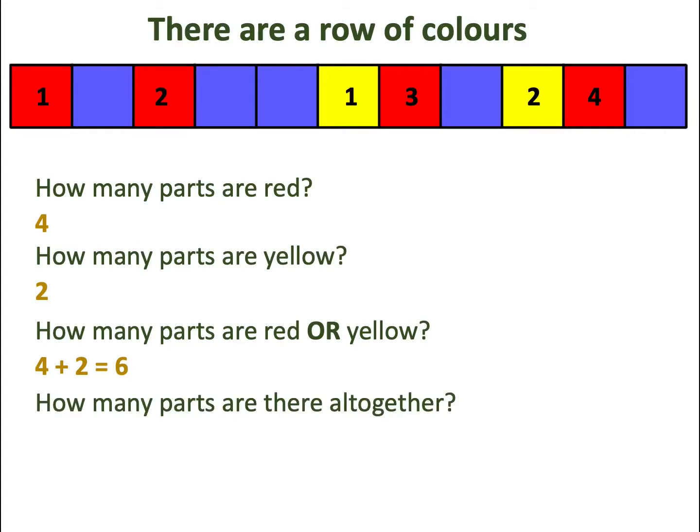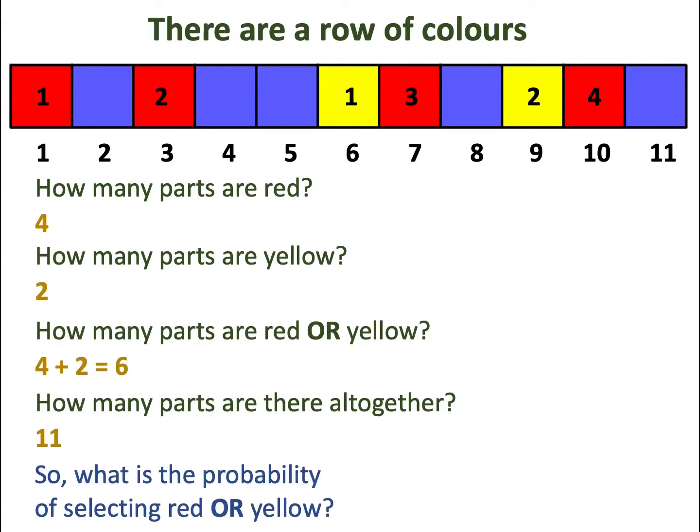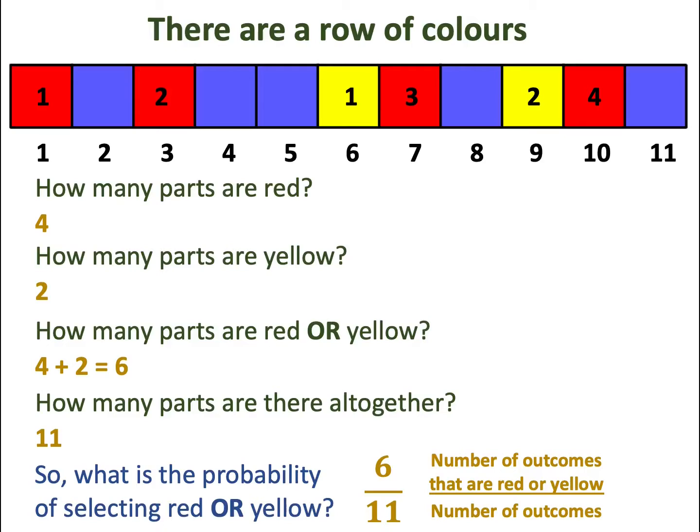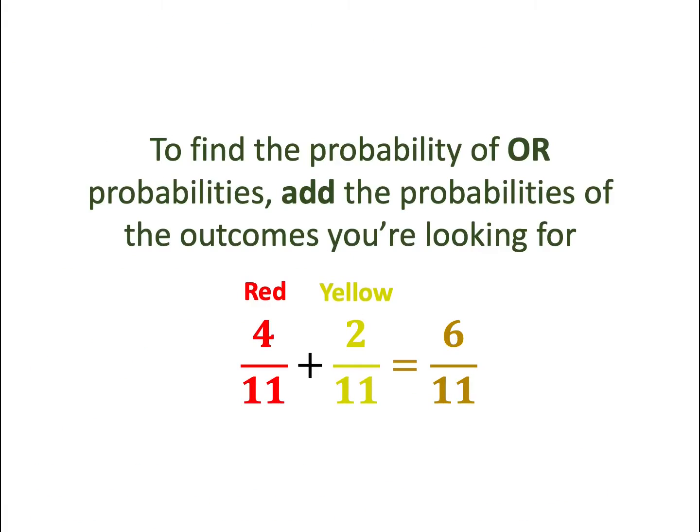How many parts are there altogether? Counting all the parts, there are 11. With all this information, what is the probability of selecting a red or yellow part in the row? It is 6 out of 11, where 6 represents the red and yellow parts, and 11 represents the total parts. To find the probability of "or" probabilities, add the probabilities of the outcomes you're looking for, and represent it as a fraction out of the total number of outcomes.